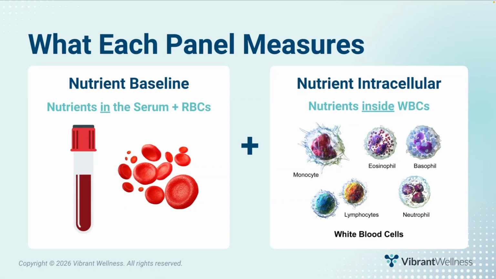The Nutrient Baseline panel measures nutrients in the serum and red blood cells. The Nutrient Intracellular panel measures nutrients inside the white blood cells, including monocytes, eosinophils, basophils, lymphocytes, and neutrophils. By assessing both extracellular and intracellular compartments, we gain insight into both circulating levels and functional cellular status.